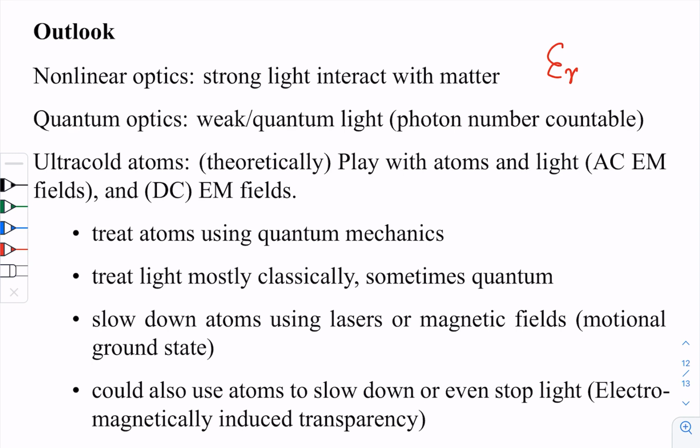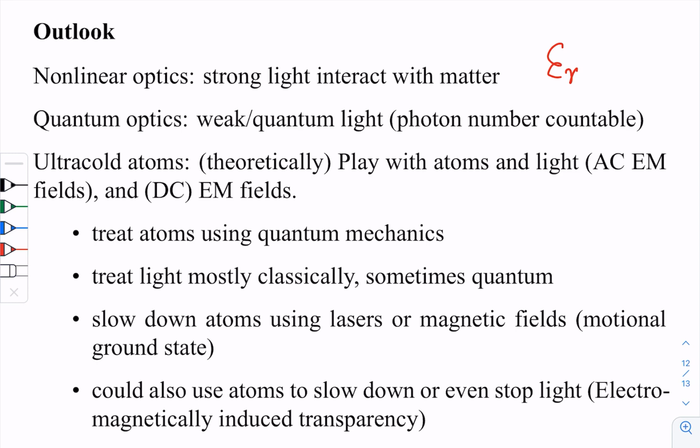What I study is the interaction between atoms and light. You can think of it as trying to play with the atom and the light, where the light means the AC electric and magnetic fields, which are fast oscillating electric and magnetic fields. We can also treat the DC electric and magnetic fields, which are a constant magnetic field or constant electric field.